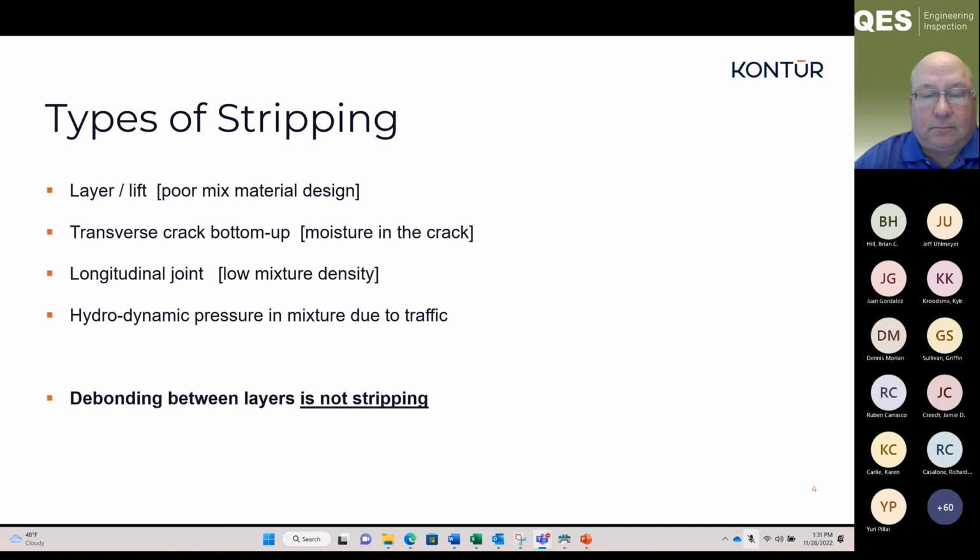What I do want to distinguish too right now is that in the Sharp 2 effort, we were looking at delamination as a general term. What we're talking about today is stripping within the mixture and not the debonding between two layers. That generally is not a stripping issue unless you start to have the actual lift layer come apart. Next slide, please.